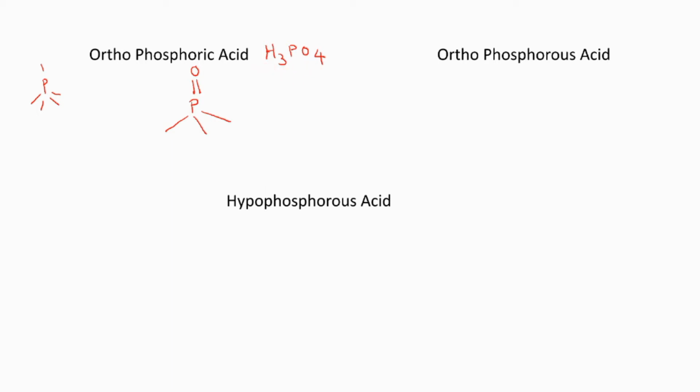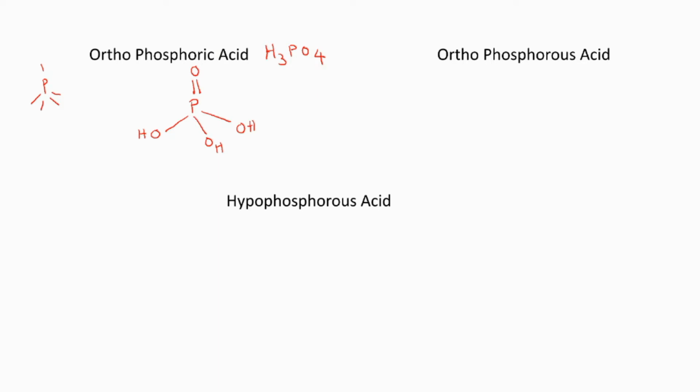Whenever you are drawing oxygen, try to attach it to phosphorus directly. And whenever you are drawing hydrogen, attach it to oxygen directly. If there is no other oxygen, then only we will attach hydrogen directly to phosphorus. Got it? So this will be the structure of orthophosphoric acid H3PO4.